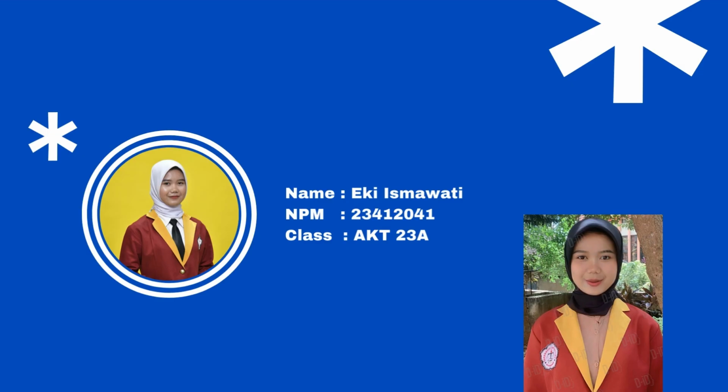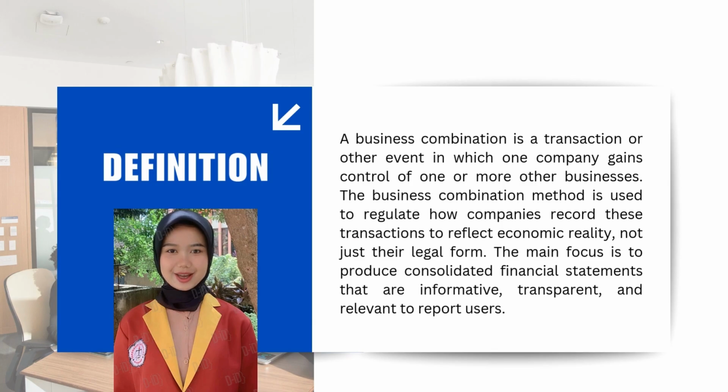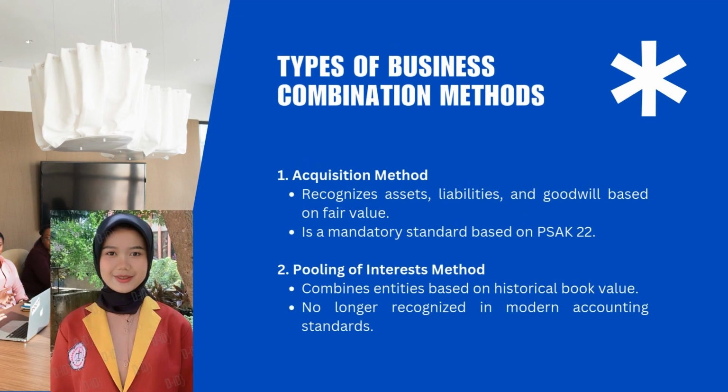In this video I will explain about the business combination method. A business combination is a transaction or other event in which one company gains control of one or more other businesses. The business combination method is used to regulate how companies record these transactions to reflect economic reality, not just their legal form. The main focus is to produce consolidated financial statements that are informative, transparent, and relevant to report users.